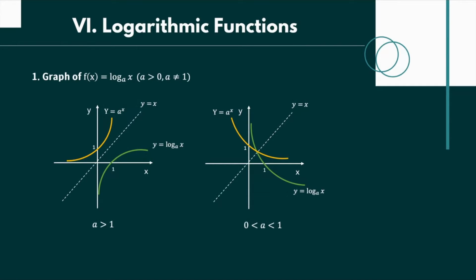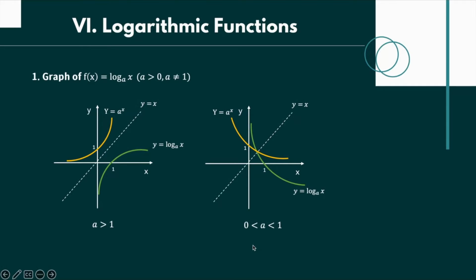Here we have an example of a graph of a logarithmic function where the base is greater than 0 and the base is not equal to 1. On the left, we have an example of what that would look like when the base is greater than 1. It's going to curve upward and then plateau off. And this is an exponential function that is the inverse of this function. And you can see that they are symmetric around the line y equals x.